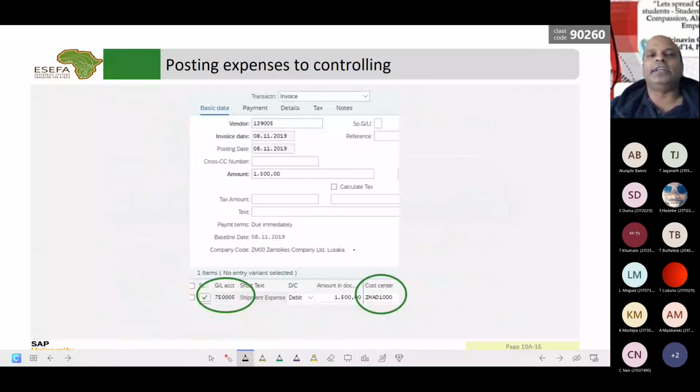Right, so there's posting expenses to the controlling unit. Our vendor has a particular number, the invoice date, when it will be posted, how much, what's the value, and who I am posting it to. And the lovely thing about using this S4HANA is that it's GUI based.